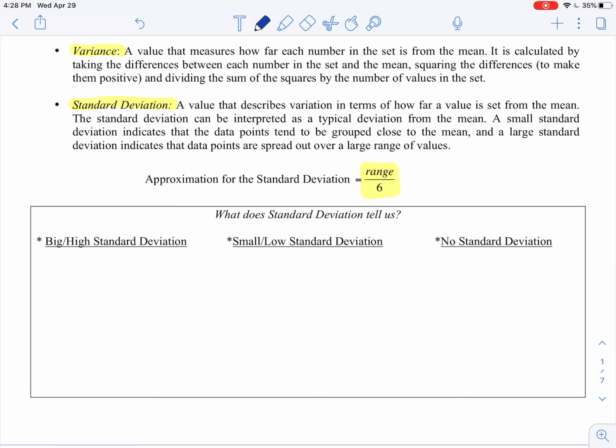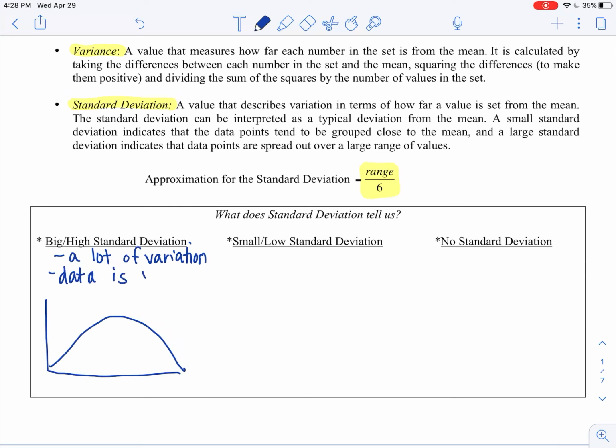So what does standard deviation tell us? Okay, so I'm going to show you different versions of each situation so you can start to understand how standard deviation is going to help as we start analyzing our data. Okay, so let's start with a big or a high standard deviation. What that's going to mean is that your data set is really spread out. Okay, so there's a lot of variation. Your data values are very spread out. Okay, so your data is scattered.